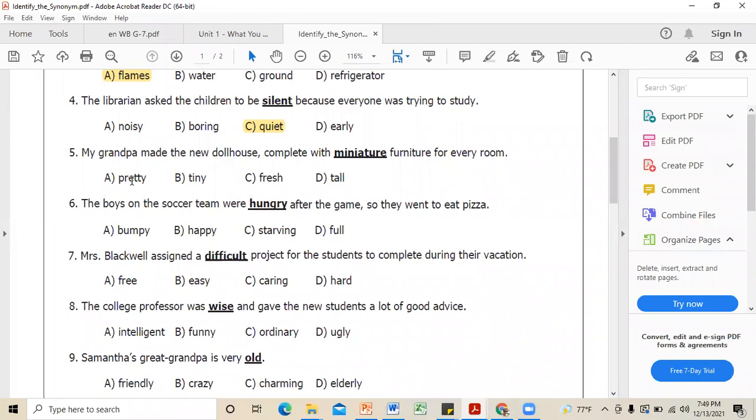My grandpa made the new dollhouse complete with miniature furniture for every room, right? So this is how we pronounce it, miniature, right? So my grandpa made the new dollhouse complete with miniature furniture for every room, right?